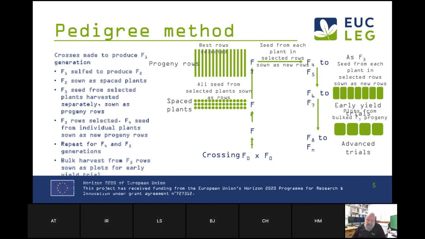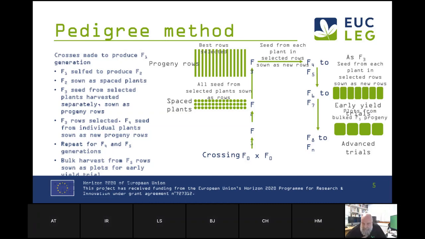The classic way of breeding pure line cultivars is the pedigree method. So F1s are produced in a hand cross. They are selfed to produce segregating F2s that are planted as space plants. The best plants, or the plants which most fit our requirements, are selected, and seed from these is sown as progeny rows. The individual seeds from selected rows are sown as new progeny rows from individual plants within the selected rows. And when you get to a suitable level of homozygosity, seed is harvested as a bulk from the row and sown in yield trials.